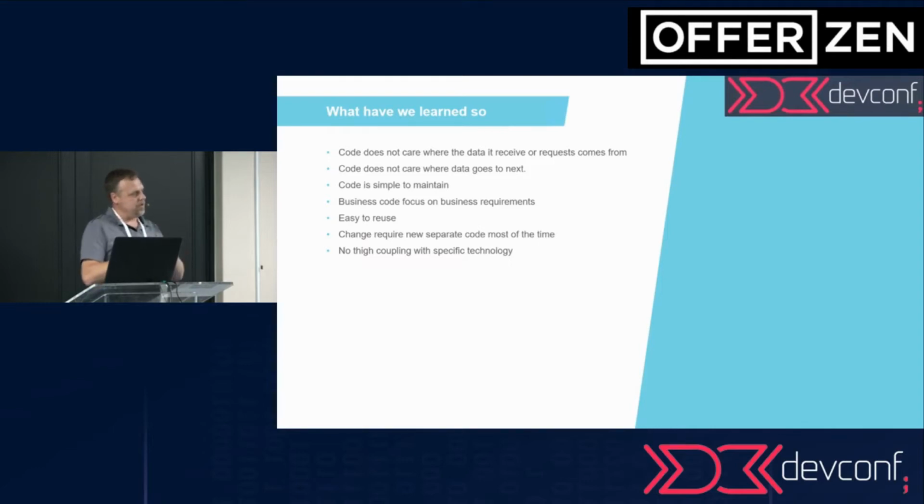So if you think back and look at the code, your different parts of the code, it doesn't care where the data comes from. If you ask an interface for data, it doesn't care where it comes from or where it goes to next. And your code still remains quite simple. Your business code can focus just on your business aspects. There's a lot of reuse, and most of the time, most of the change requires just a piece of new classes. And there's no high coupling between your different parts.